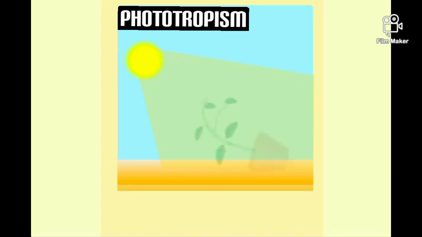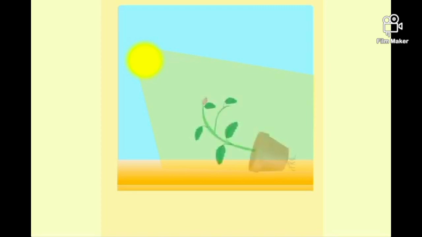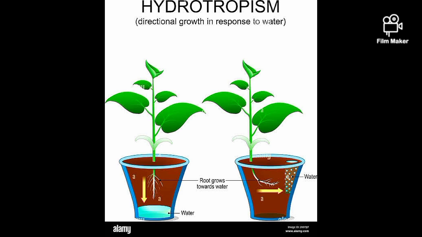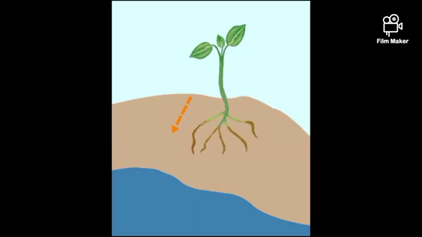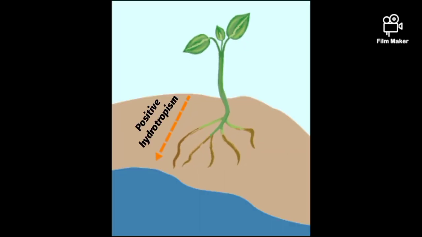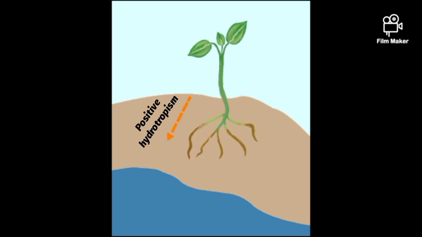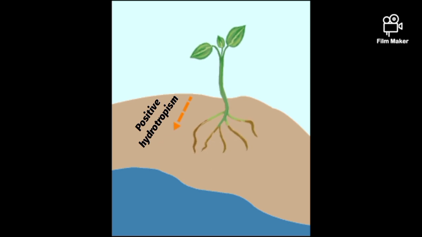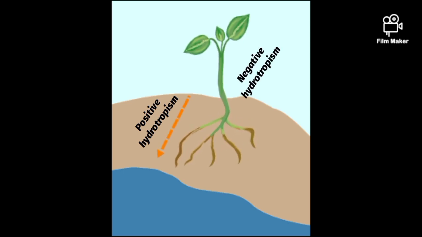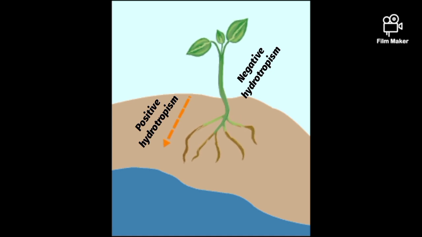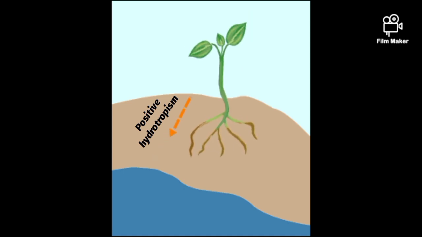Now let's look at hydrotropism. Hydrotropism is the growth movement of plants towards the source of water. A perfect example of hydrotropism is the growth of the roots of plants down into the soil towards the water. This is called positive hydrotropism. Since the shoot grows away from the source of water, the growth of the shoot away from the source of water will be termed as negative hydrotropism.